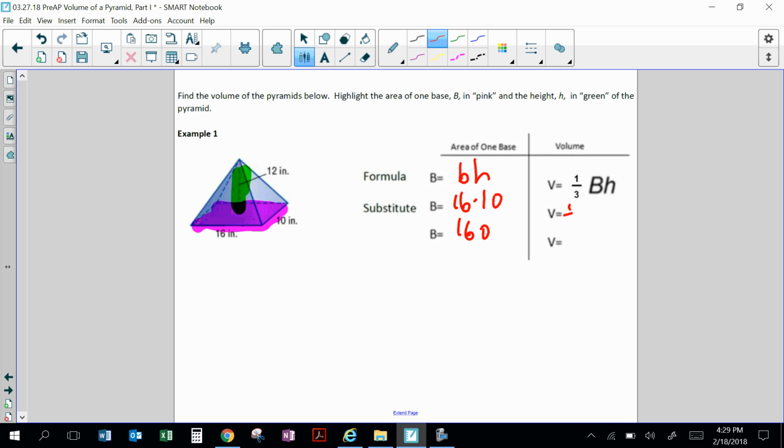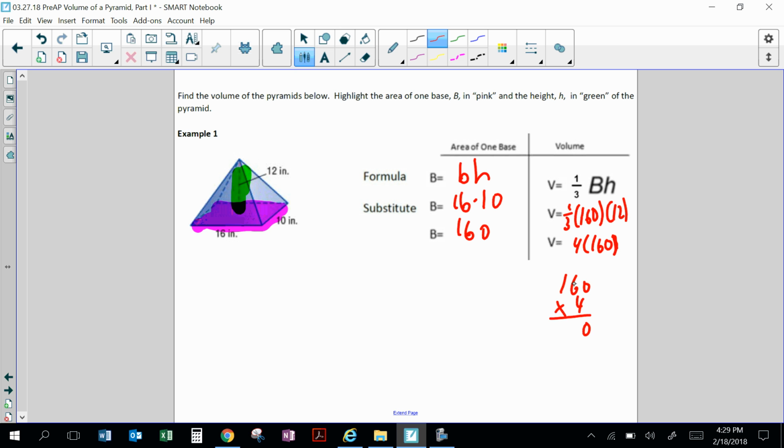Now 1/3 times the base, 160. What is the height of the pyramid? 12. So do I want to do 1/3 of 160 or 1/3 of 12, or do you want to multiply 160 times 12? Let's try to use mental math. 1/3 of 12 is 4. So what's 4 groups of 160?